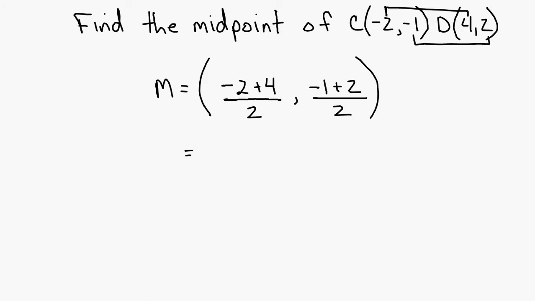Negative 2 plus 4 divided by 2 is 1. Negative 1 plus 2 divided by 2 is 1/2 or 0.5, right? So those are the coordinates of the midpoint.